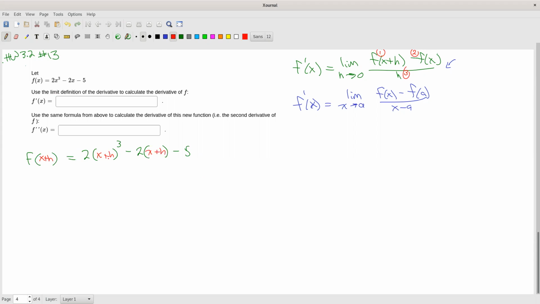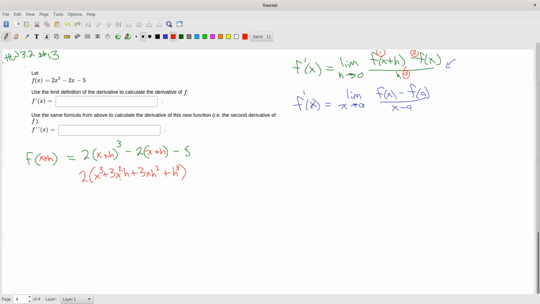Okay, so cubing x plus h, there you really just got to do that. And depending on your pre-algebra, pre-calculus class, you might have learned a shortcut for that. That right there is going to be x cubed plus 3x squared h plus 3xh squared plus h cubed. And I have 2 times that.